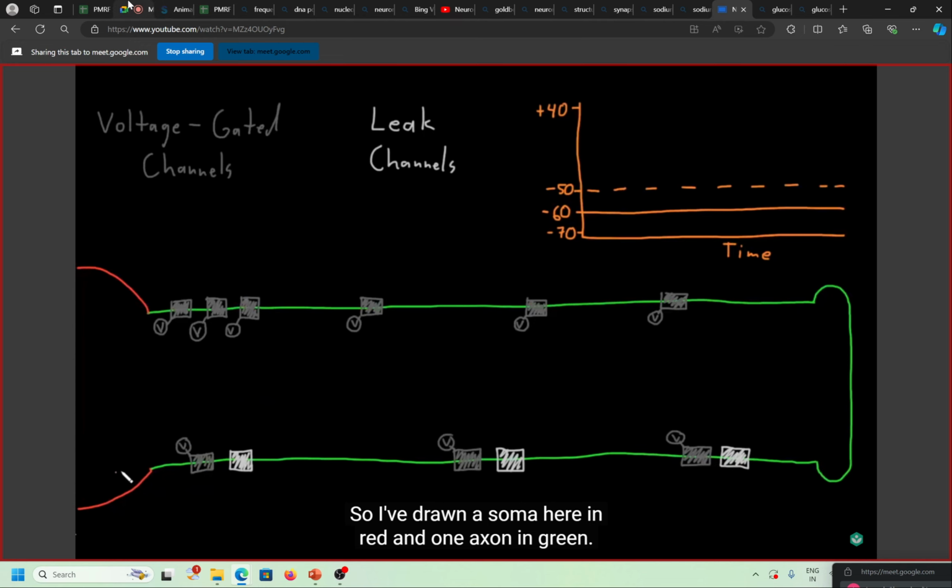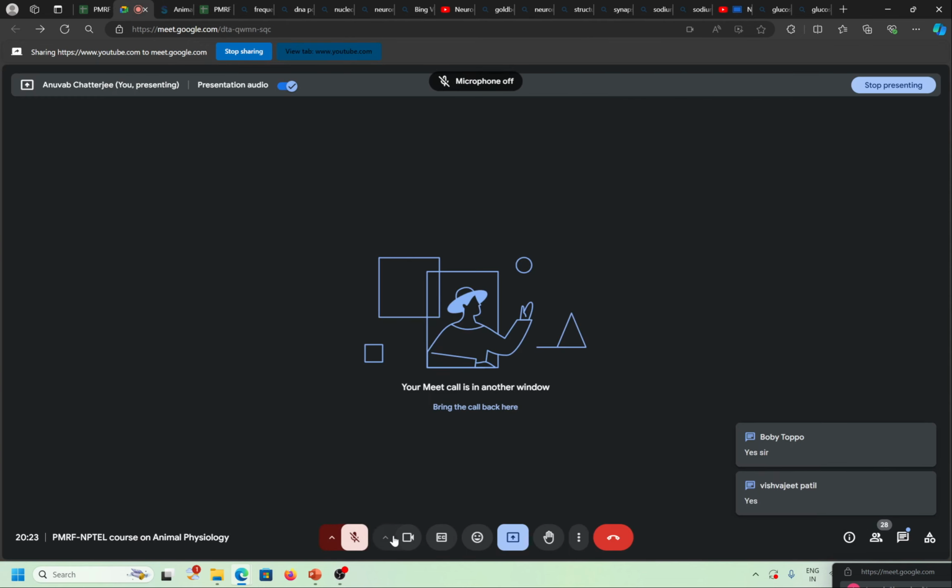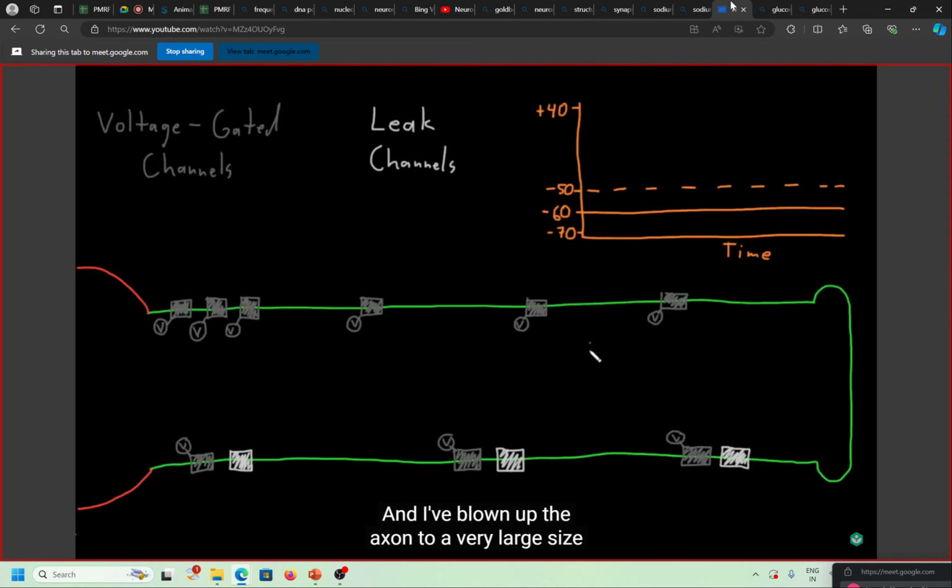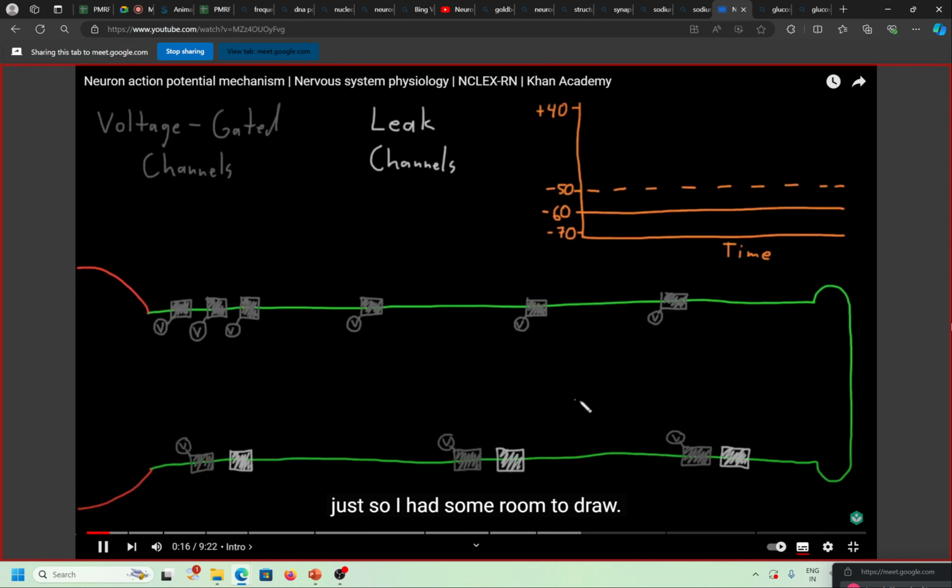In this video, I want to talk about how action potentials are generated at the trigger zone and how they're conducted down the axon. So I've drawn a soma here in red and one axon in green, and I've blown up the axon to a very large size just so I have some room to draw.